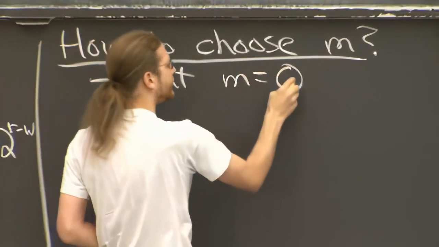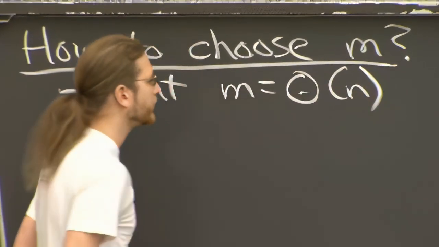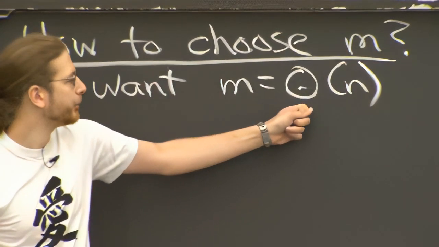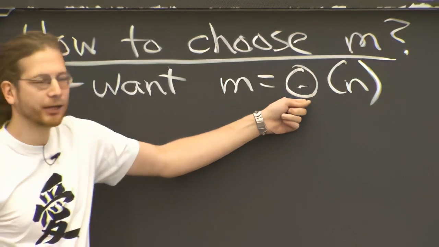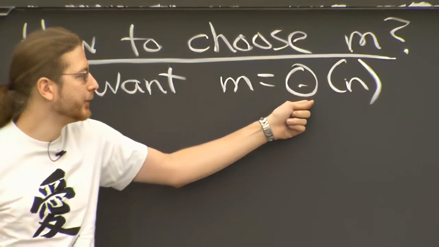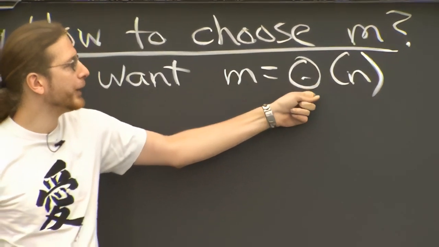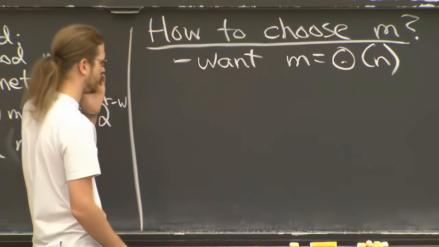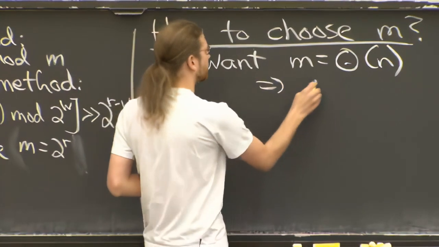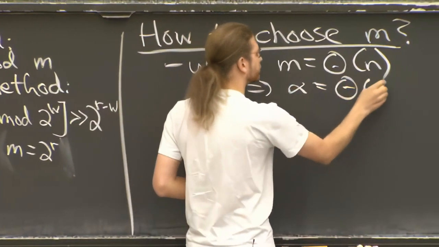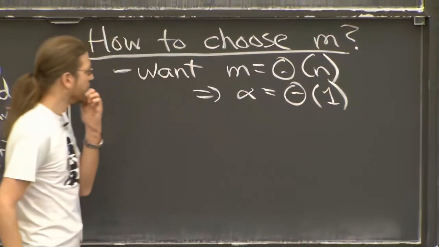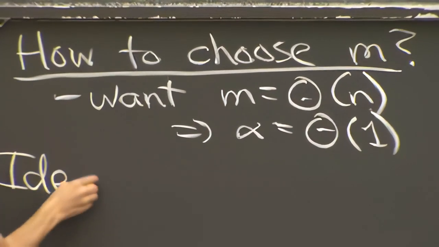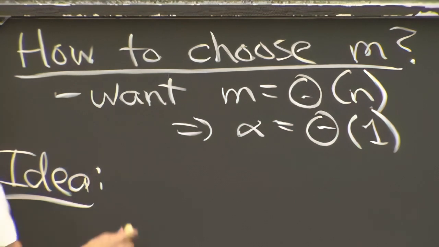We want m to be theta n. We want it to be omega n, so we want it to be at least some constant times n in order to make alpha be a constant. And we want it to be big O of n in order to make the space linear. And the way we're going to do this, as you suggested, is to grow the table.